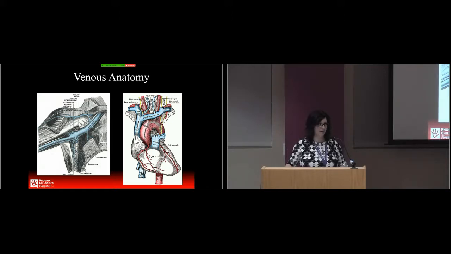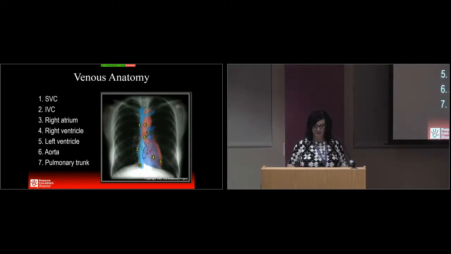And then from there, the brachiocephalic veins join to form the superior vena cava, and then the superior vena cava goes into the right atrium, into a large chamber. Same with the IVC entering the right atrium. So this is just a drawing of the anatomy.